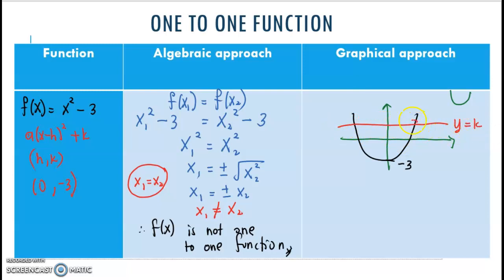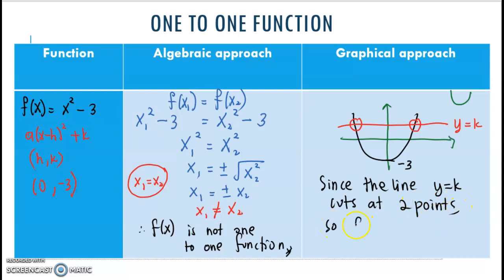And then we are going to draw a horizontal line y equals k. So here we have 2 points, the intersections of y equals k and f(x). So we are going to state, since the line y equals k cuts at 2 points, so f(x) is not a one-to-one function.